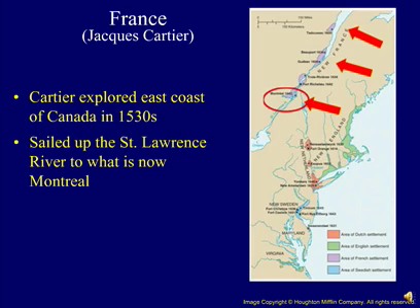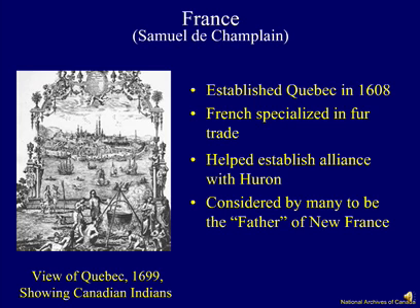This slide was originally shown in lecture number 2. French claims to North America began with the explorations of Jacques Cartier. In the 1530s, he explored the St. Lawrence River and sailed to what is now Montreal. This slide, also from lecture 2, chronicles the actions of Samuel Champlain, the father of New France, who had a tremendous influence on the fur trade.